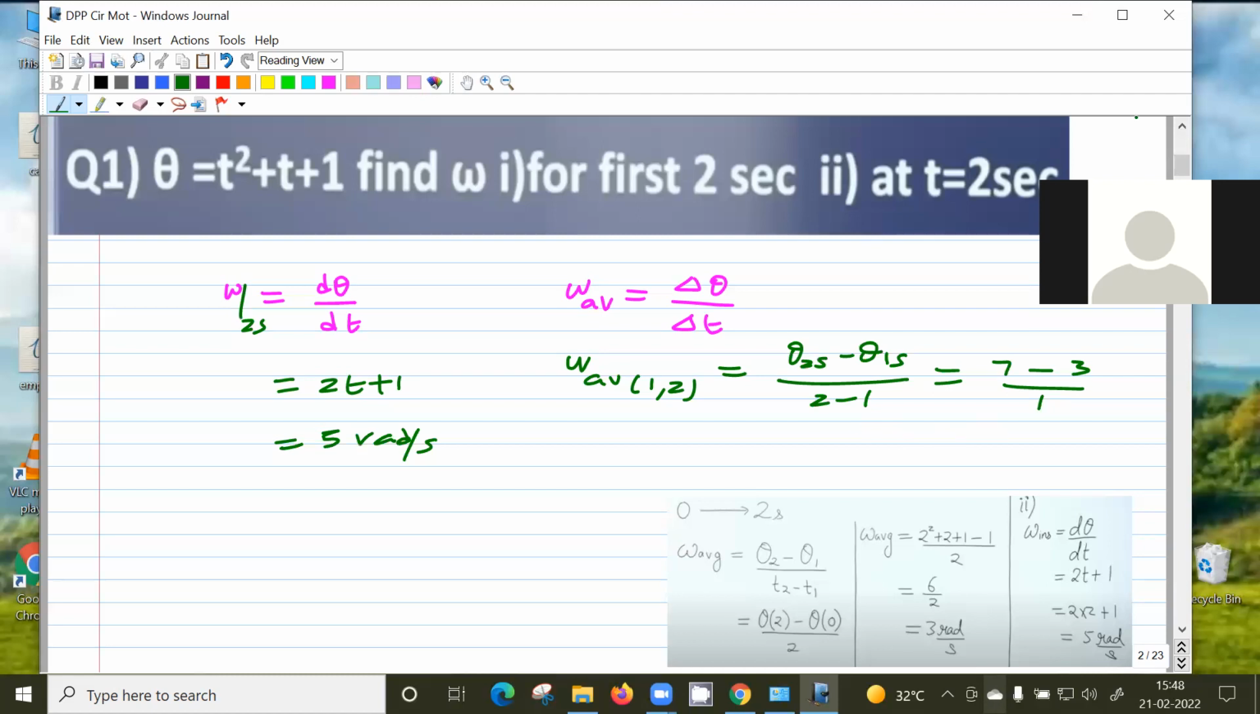First 2 seconds means from 0, right? First 0 to 1 and then 1 to 2. So it should be from 0 to 1 second then. Between 0 seconds and 1 second, because first second is 0 to 1, and second is 0 to 1 and then 1 to 2.